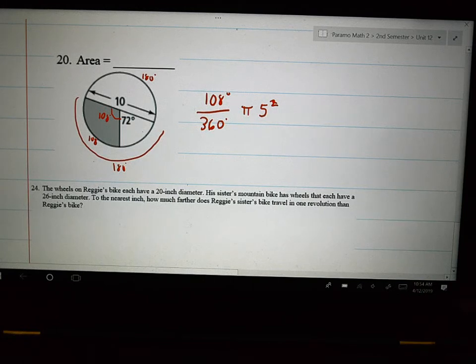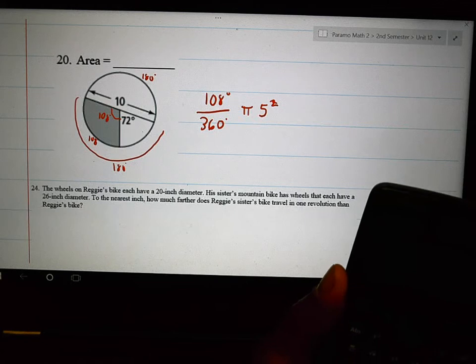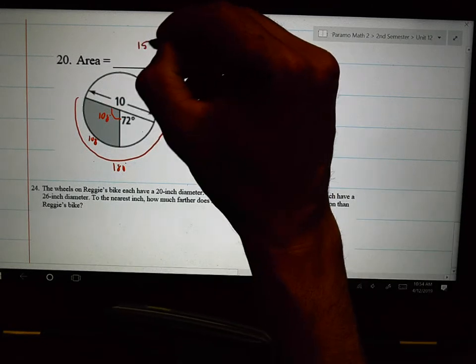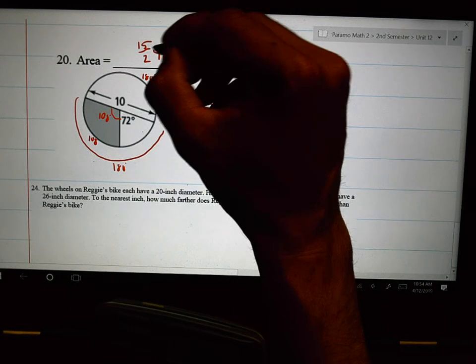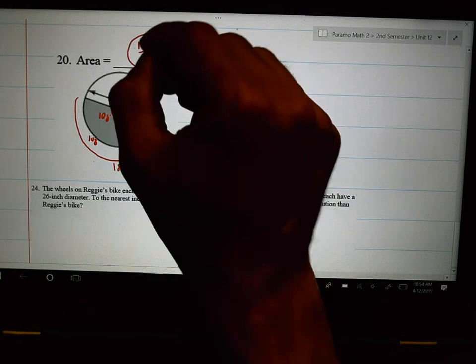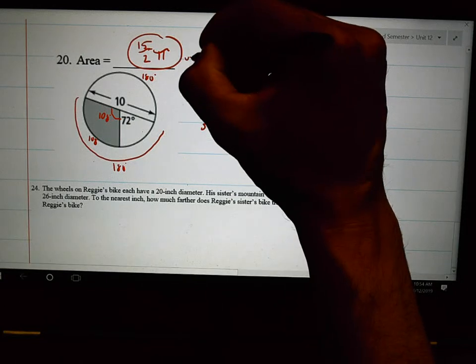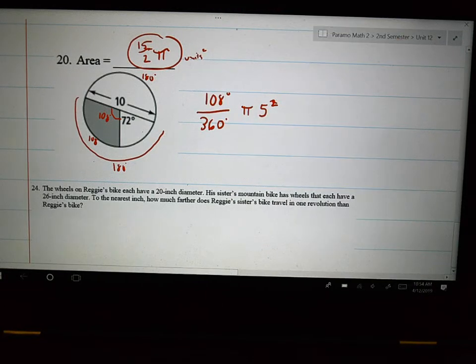I'm going to type that whole thing into my calculator: 108 out of 360 times pi times 5 squared. 15/2 pi is what the calculator gives me. That's the same thing as 7.5 pi. It told me to leave my answer in terms of pi, and technically this is in units squared. Hopefully it's not too hard for you.